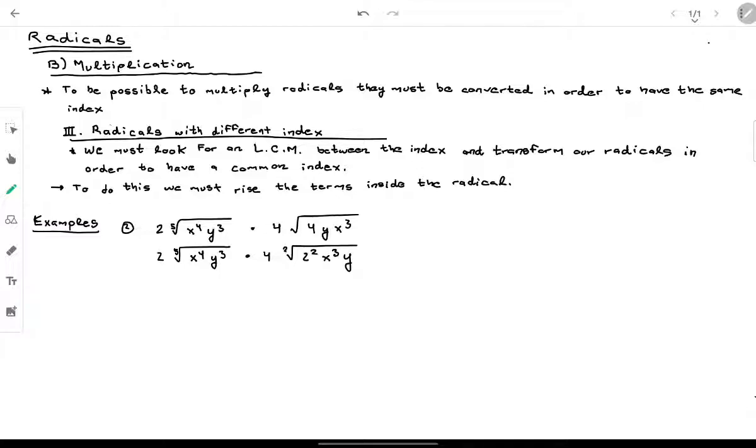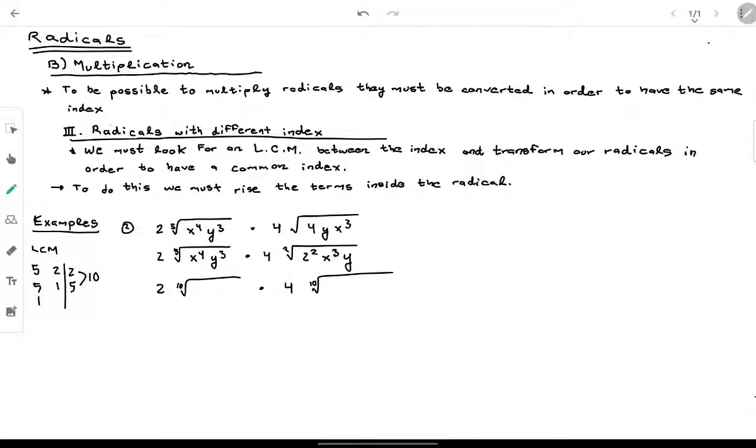Now we need to look for the least common multiple between the indexes. In this case, 5 and 2, of course, is going to be 10. So the common index is going to be 10. So we need to transform our radicals to have the 10th root. The 2 and the 4 don't change because they are coefficients. They are not inside the root.